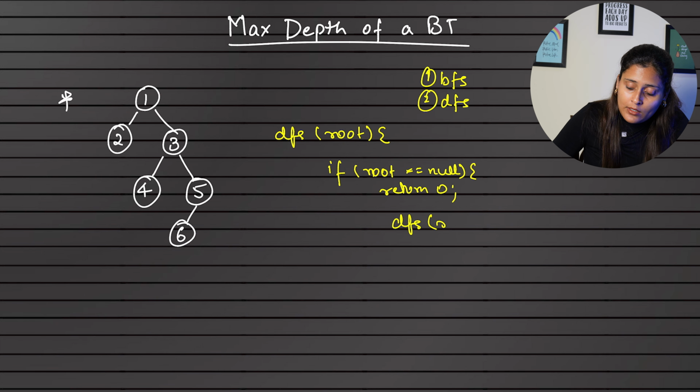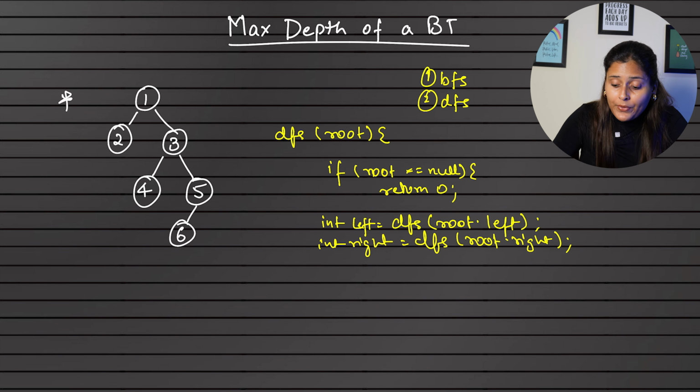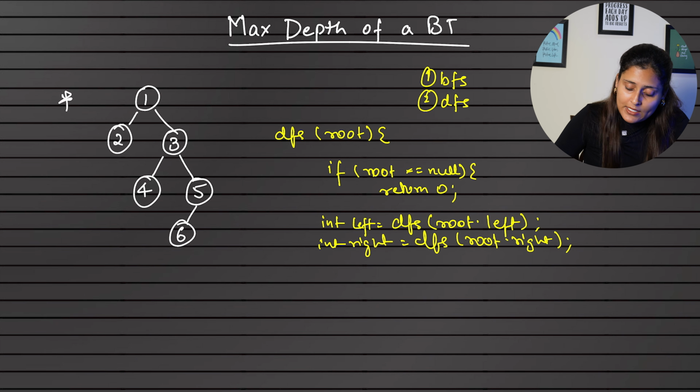So you will call DFS on root.left. As you are returning an integer, it is very important to save it in an integer variable. Similarly, int right equals DFS of root dot right. This much code is pretty much clear. So now what we'll do, let's make the stack call also.